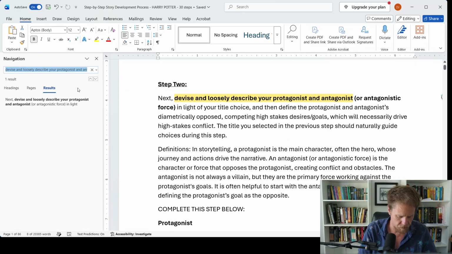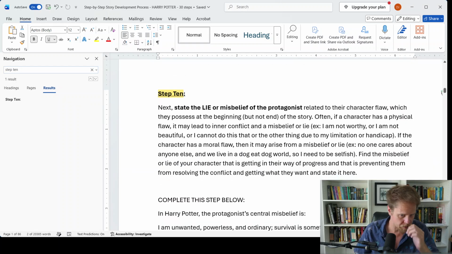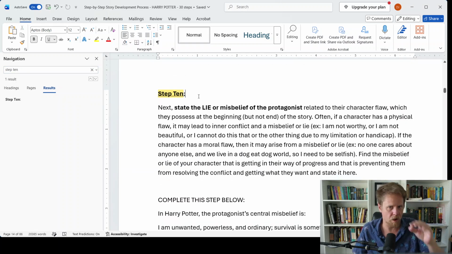And then in step 10, I'm going to fast forward. If you haven't watched the other videos and you want to follow it step by step, go back and watch all the other videos in order, right? But I'm not going to reinvent the wheel. We're not going to do that all in this video. We're just going to talk about theme. But before we get to theme, we have to talk about some other things.